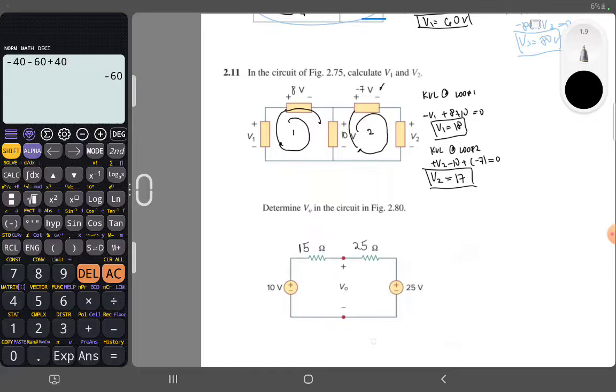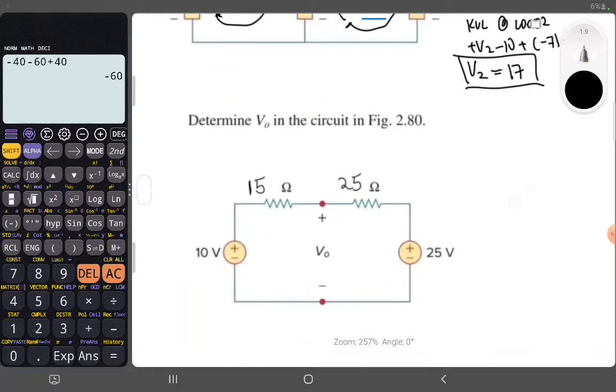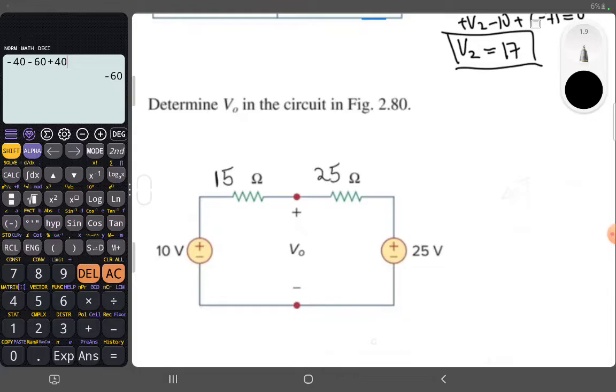Okay, next, determine VO. So determine VO daw. Okay, so mapapansin mo, first identify mo kung anong klaseng circuit yan. Yung VO is dependent loop sa gitna, wherein meron tayong 15 and 25 ohm. Okay, so first things first, bago natin masolve yung VO, kunin muna natin yung I or yung current. Okay, so lalagay ko dito solving for I. Okay, let's say yung I is dito yung direction natin. Okay, solving for I total na lang.